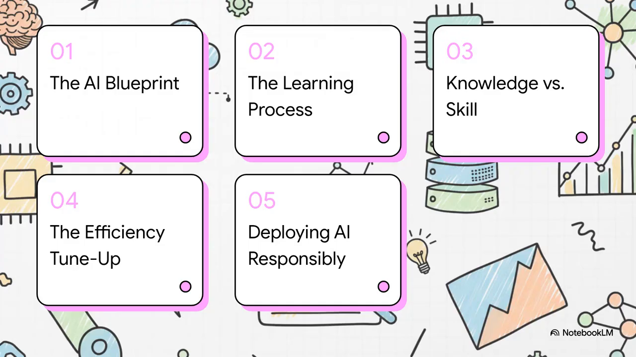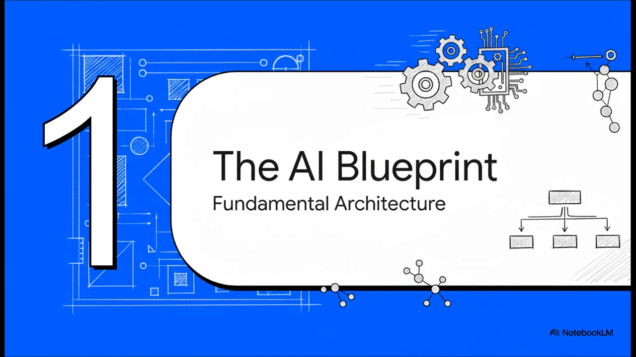So we're framing this whole thing as a journey, like we're building an AI right from the ground up. We'll start with the blueprint, then move into how it learns, figure out the difference between giving it new skills versus new knowledge, make it efficient, and finally get it out into the real world responsibly. This is our roadmap. First up, the AI blueprint.